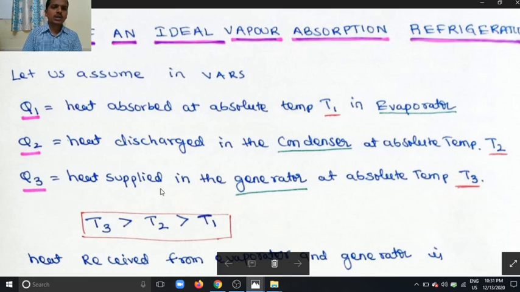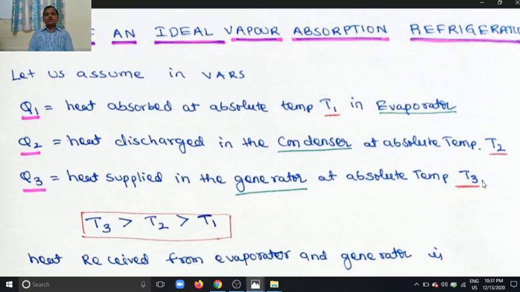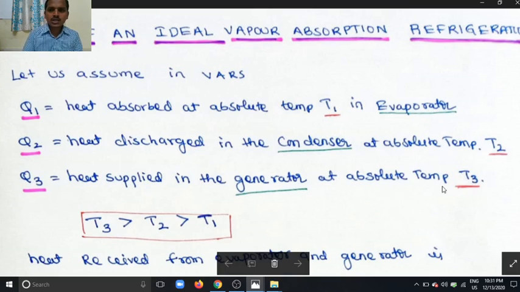Next, Q3 is the heat supplied to the generator at an absolute temperature of T3. Q3 amount of heat is supplied to the generator at a temperature of T3. So here the temperature T3 is greater than temperature T2, which is greater than temperature T1. T3 is greater than T2, and T2 is greater than T1.